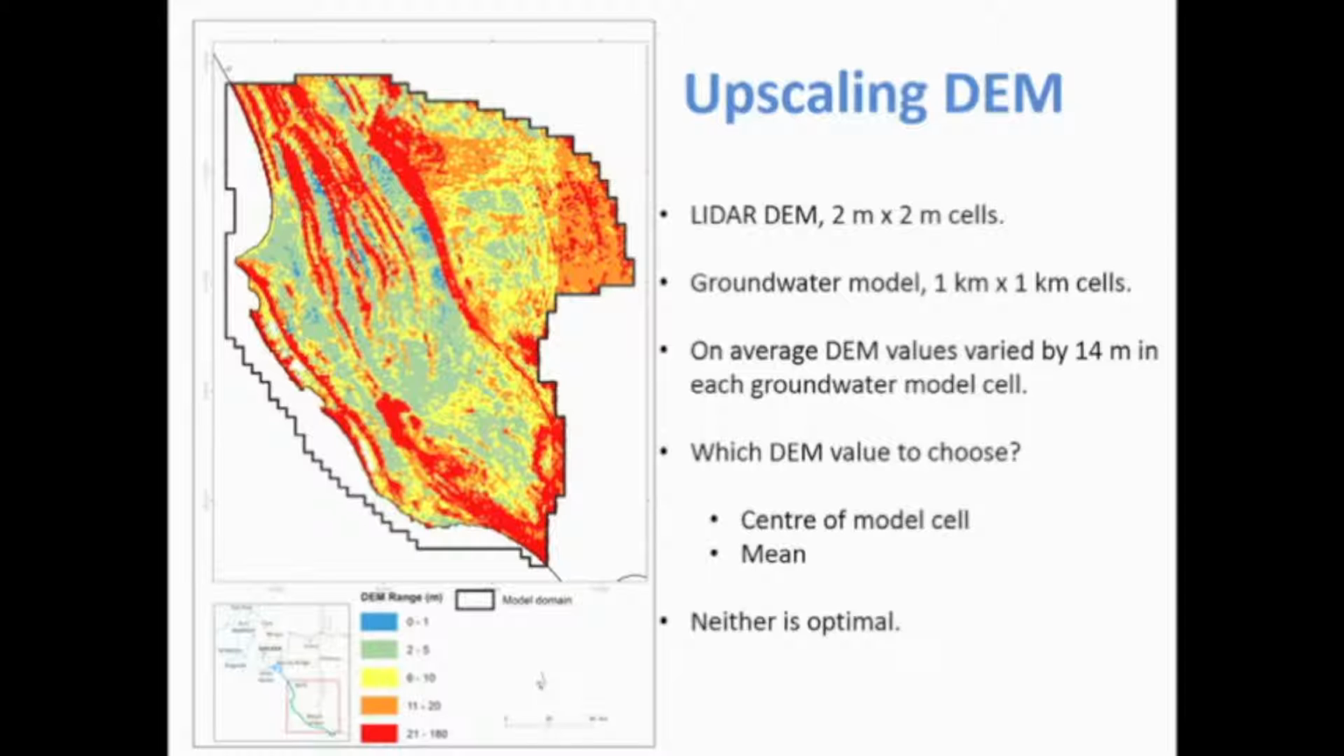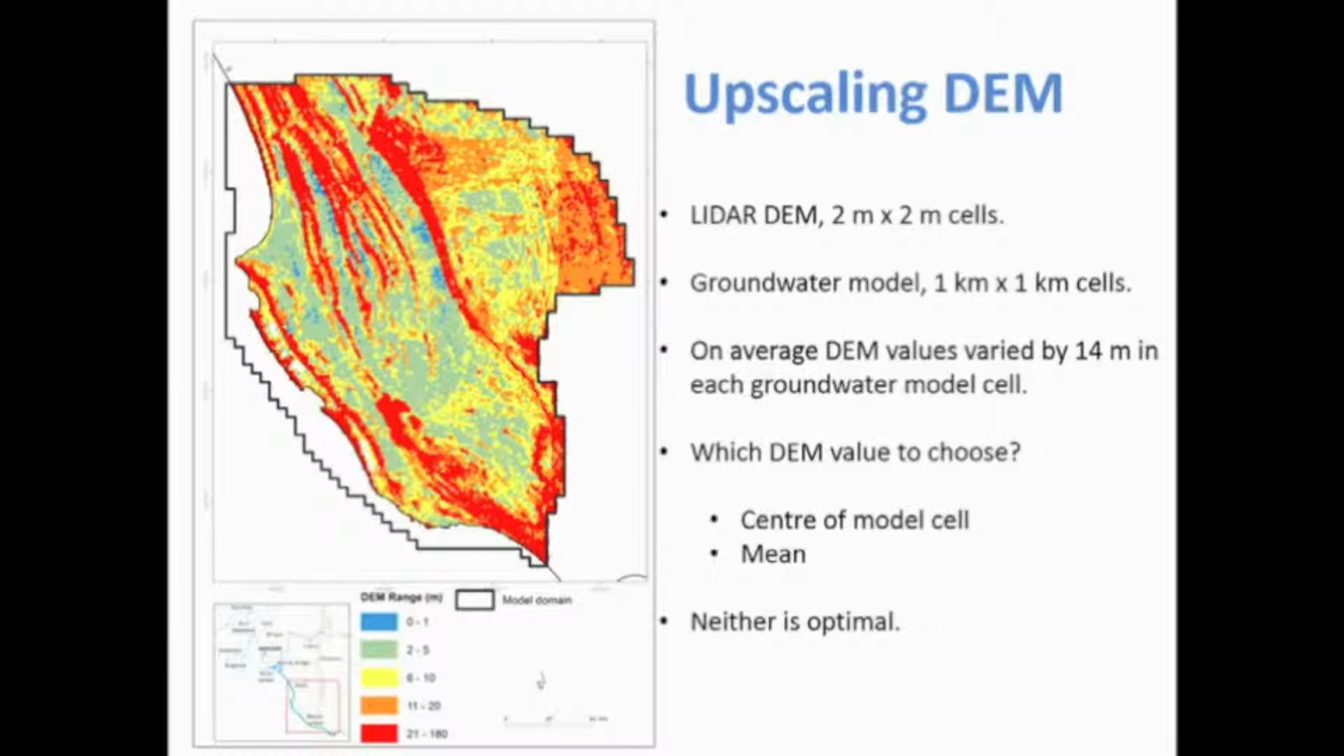However, this is really challenging when you're upscaling from a DEM that has 2 metre by 2 metre cells to a groundwater model that has 1 kilometre by 1 kilometre cells. So that is 250,000 DEM cells in each groundwater model cell. And the DEM values vary by around 14 metres within each groundwater model cell, and yet we can only choose one value. So which value do we choose?